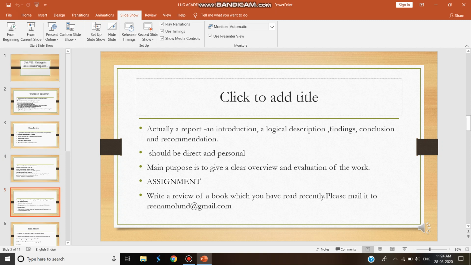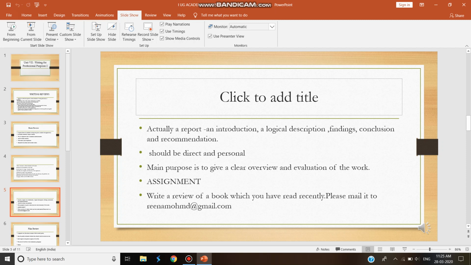And the review should be very direct and personal, and your main purpose is to give a clear overview and evaluation of the work. The review must definitely contain the contents of the book, the style of the author, the weaknesses and the strengths of the argument, the positive and negative sides of the book, and a recommendation of whether the book is worthy of reading or not.